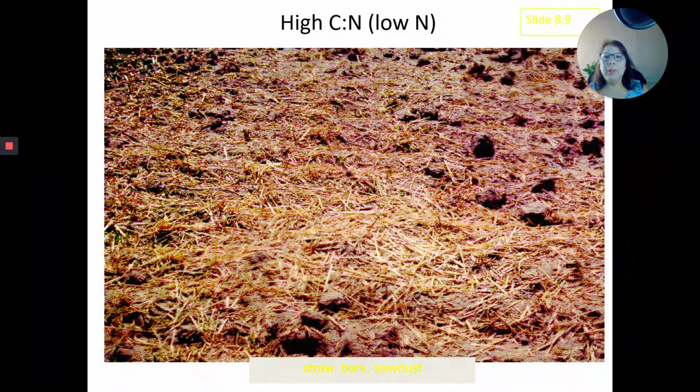Okay. So there are some farmers who just leave some materials from the previous crops to be decomposed. This is just okay for the maintenance of the quality of soil, because once these things are decomposed, then nitrogen will be increased.